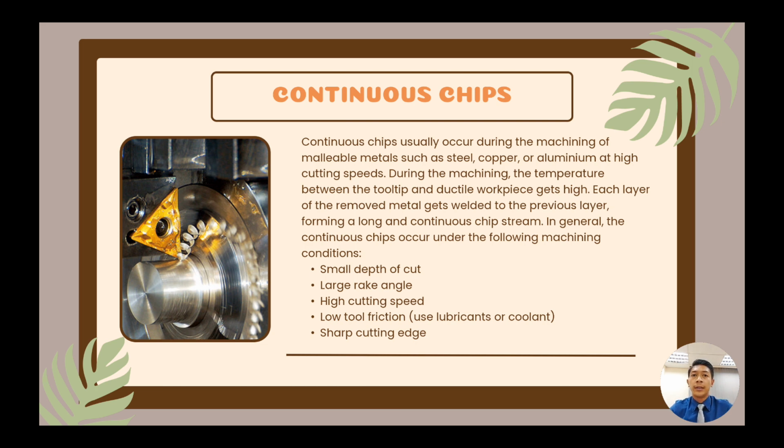Continuous chip is the name for this kind of chip. These chips are a byproduct of the machining of steel and aluminium, where the cutting speed of this process is high. This type of chip is produced for a number of reasons, including small depth of cut, high cutting speed, low tool-chip friction, and sharp cutting edge.